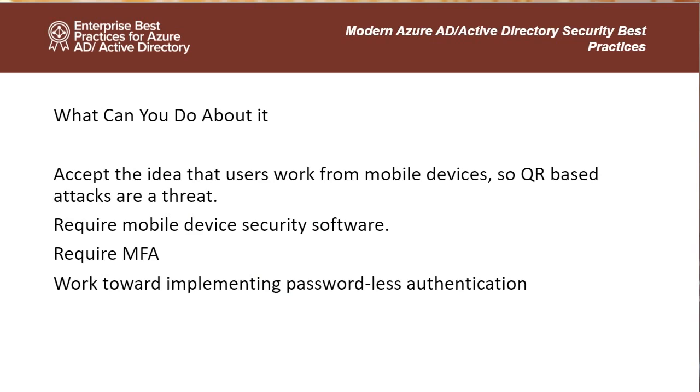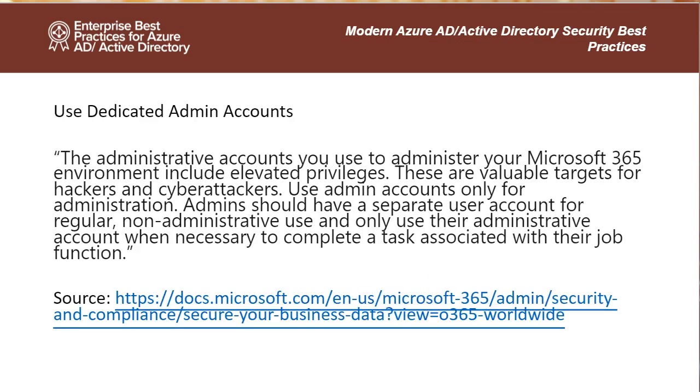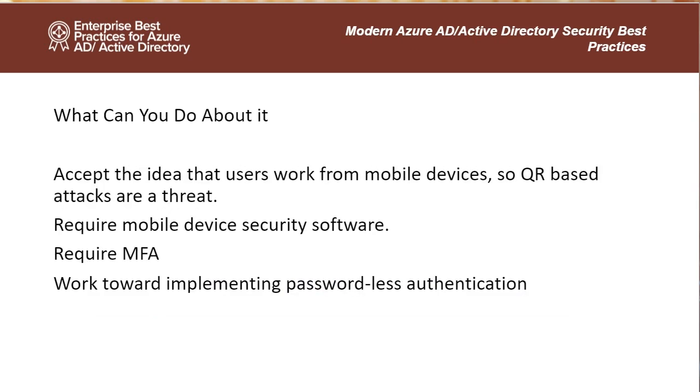So what can you do about it? Well, the first thing is to just accept the idea that users work from personal devices and that QR code attacks are real and that they do happen. Unfortunately, it's one of the sad truths of life. Another thing that you can do is to make sure that any user who is working from a personal device to do work stuff, make sure that there is a certain minimum amount of security software that's installed on that device. Protect the device to the best of your ability.